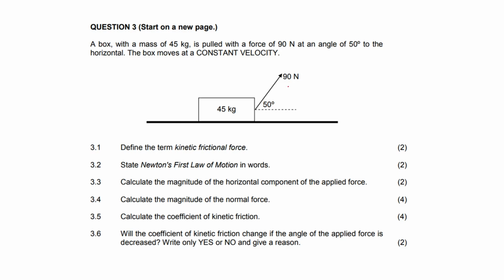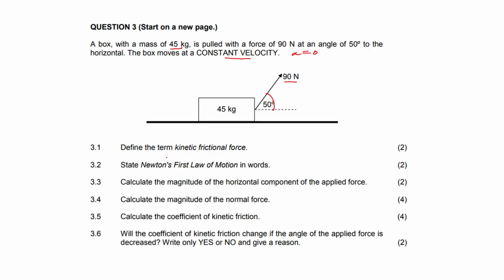Hi guys, let's take a look at this question where we have a box with a mass of 45 kg, and it's being pulled by a force of 90 newtons at an angle of 50 degrees to the horizontal. The box is moving at constant velocity, which means that acceleration is 0.